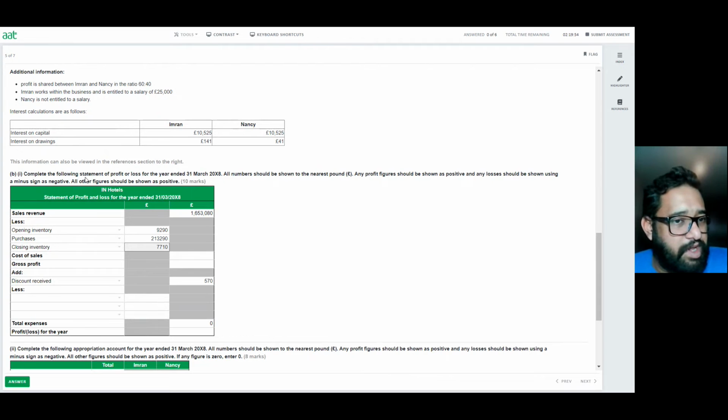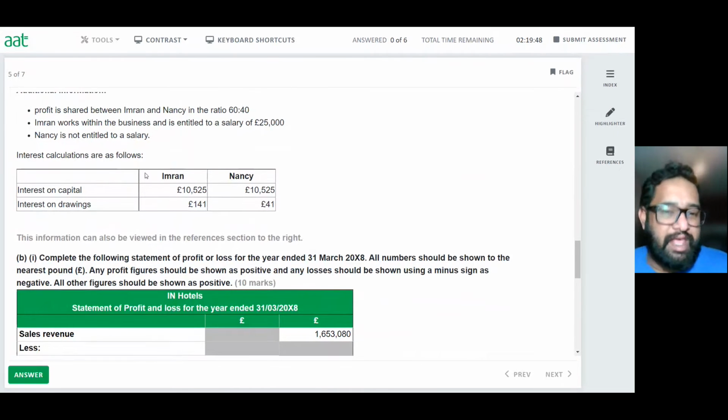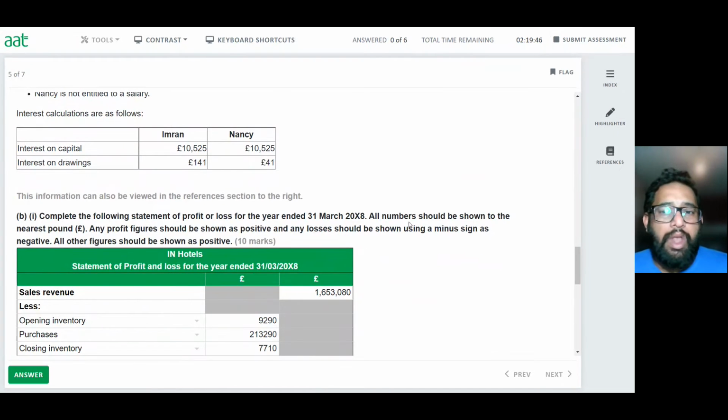Okay. So complete the following statement of profit and loss. Let me make it a little bigger for you, so you don't have to worry about that bit again. I'll get there a bit later on. All numbers should be shown to the nearest pound. Any profit figure should be shown positive. Any losses should be shown negative, with a minus sign. All the others should be positive.